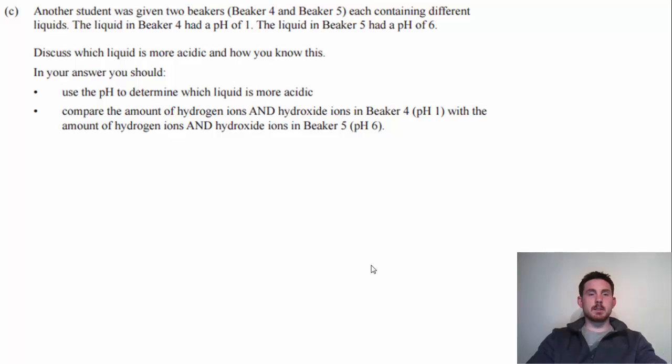Okay, for part C, we're dealing with two new beakers, beaker 4 and 5, and it's a classic question where you've got to relate the ions in a solution to its pH.